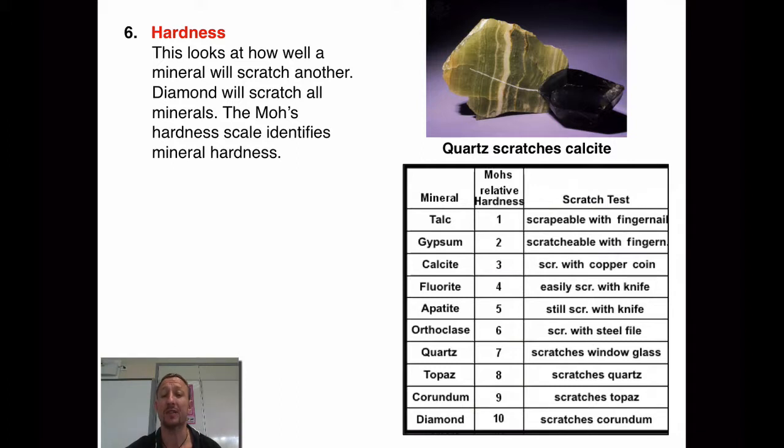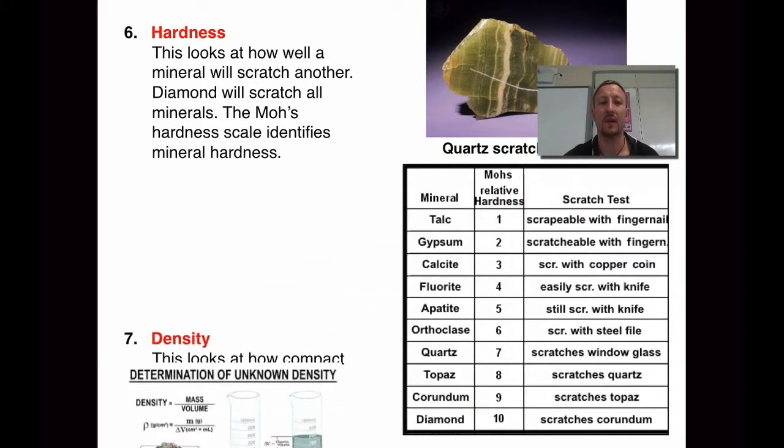However, if I took gypsum and tried to scratch it on topaz, which is number 8, you'll find that doesn't work. Gypsum is far too soft. Quartz will not scratch topaz because it's softer than the topaz. However, it will work in the opposite direction. So the Mohs test looks at how well one element scratches another.